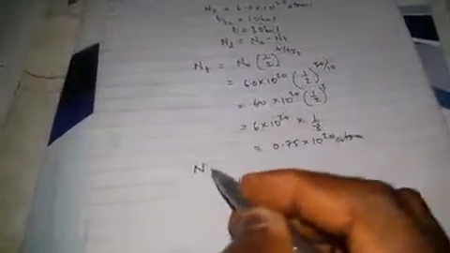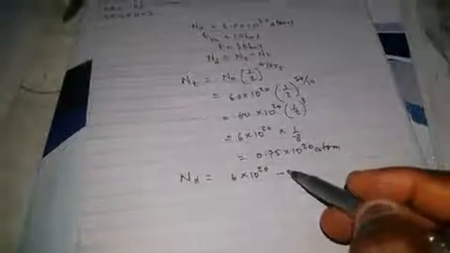But that's not the question. The question is asking us for the amount that decays. And the amount that decays is the original amount, 6 times 10 to the power 20, minus the amount that remains, which is 0.75 times 10 to the power 20. If we subtract that, we are going to get 5.25 times 10 to the power 20.